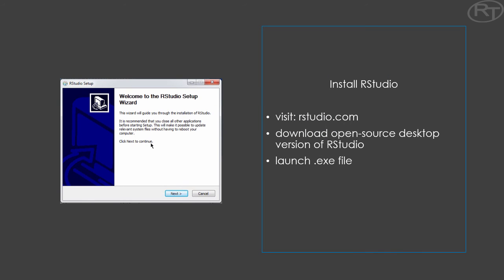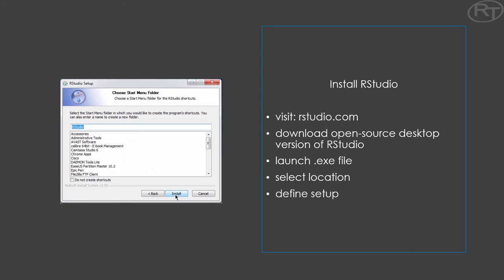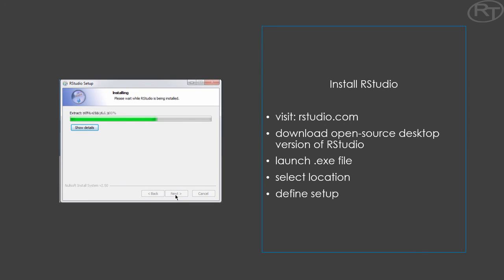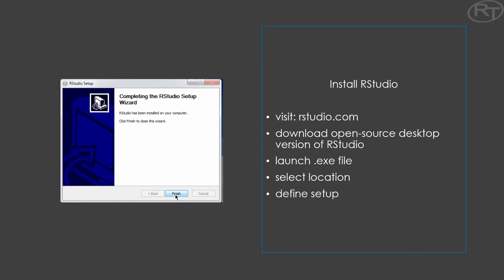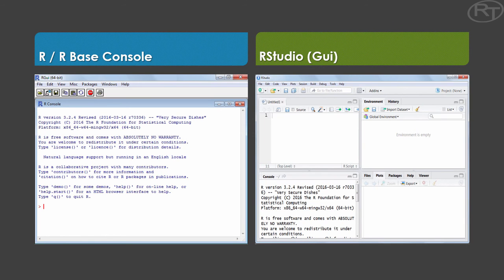After that, you can run the .exe file, which will ask you for installation location and the start menu folder. Once you are done with that, the installation will start and then you only need to click Finish. That's it. Congratulations. You now have R and a great graphical user interface ready, and you can start exploring this beautiful software.